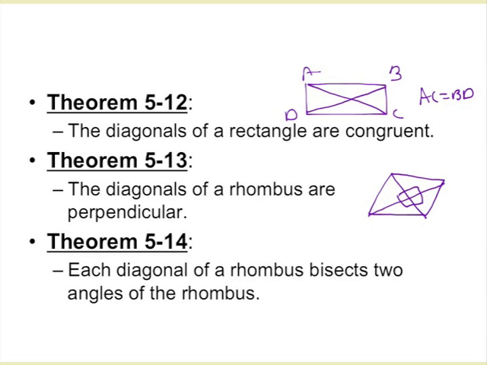Then Theorem 514 still talks about a rhombus and says a diagonal will bisect the angles that it goes through. And since opposite angles of a parallelogram are congruent, really all 4 of those are actually the same. For the other diagonal, again, we will get 4 more angles that are the same, but not necessarily the same as the other ones.